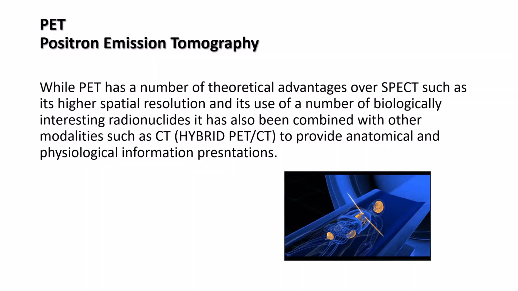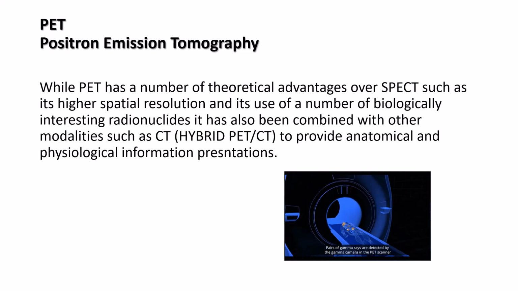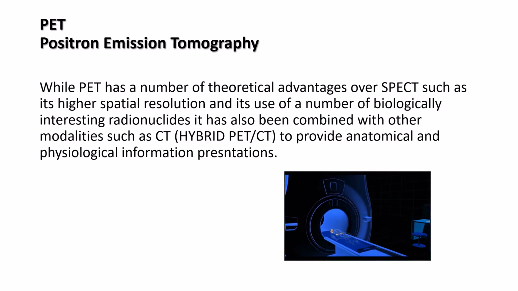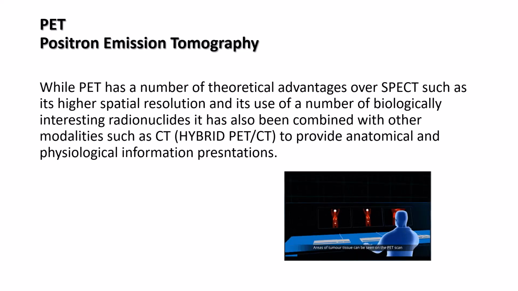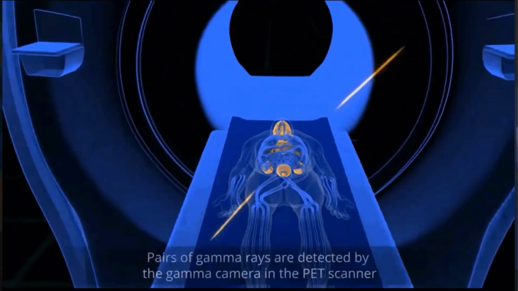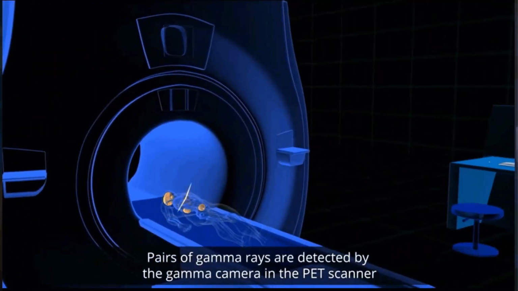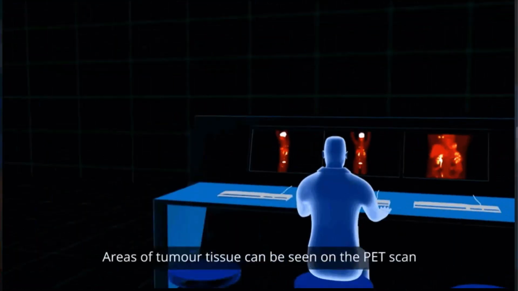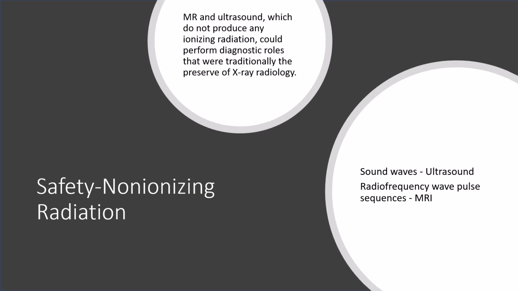Well, if you have the poor man's positron emission tomography, you'd like to get the PET scanner itself. While PET has a number of theoretical advantages over SPECT, such as higher spatial resolution, and it uses a number of biologically interesting radionuclides, it has also been combined with other modalities such as CT to create a hybrid PET-CT to provide anatomical and physiological information. Finally, we'll cover the different modalities that use non-ionizing radiation, in other words, MRI and ultrasound. MRI uses radio frequency pulse waves, while ultrasound uses sound waves.